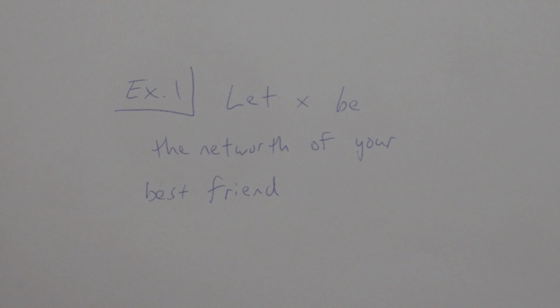As an example, let's let X be the net worth of your best friend. Now, you think you know your best friend, right? But in reality, they could be set to inherit a ton of money that you don't even know about, right? Or they could have a secret gambling problem and actually have millions of dollars of debt, right? So it's a big unknown to you. You don't know what the true net worth of your friend is. And so that is a variable, right? We can let X represent that net worth.